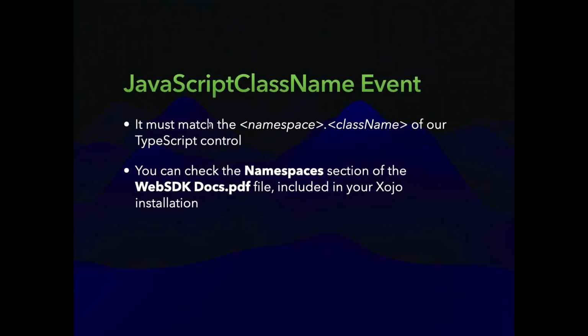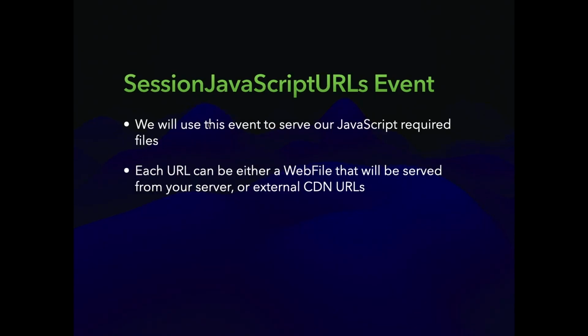You will have to check also the WebSDK document to see why you should not use the Xojo namespace, and you should select your own namespace to avoid any conflict between your controls and any other controls that can be used by your users. Then we have the session JavaScript URLs event. This one is where we will be sending the JavaScript code from the backend to the front end. It can be our very own code, or it could be a URL from a third-party library, like, I don't know, Google Maps or whatever you need.